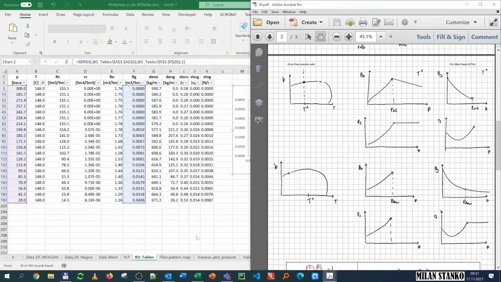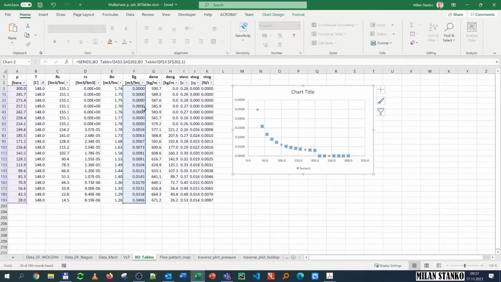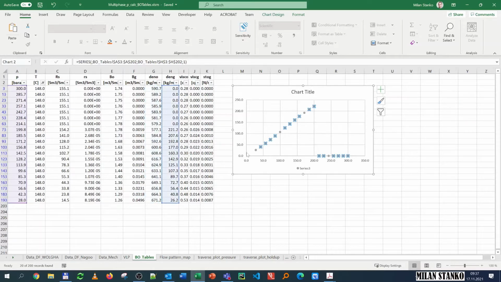Pg, okay, going down. And then we have the density of the oil, okay, that is changing trend because here it's becoming higher due to pressure, and due to the liberation of gas it's becoming lighter. Density of the gas goes up with pressure and then it stops existing.